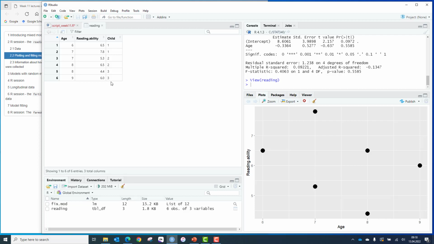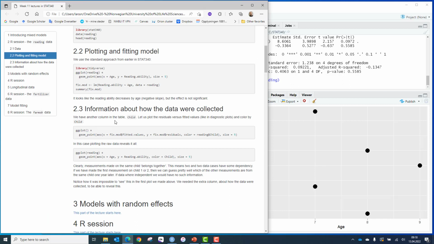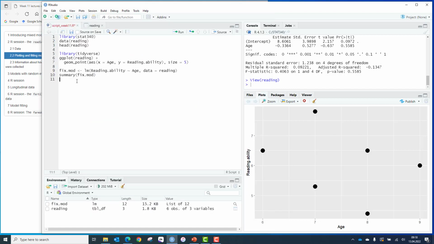And this is information about how the data was collected. So this one indicates that the first two measurements come from the same child, child number 1. The next two measurements are also from the same child, child number 2, and this is child number 3. And we never used this information in the first model, right? Or in the plotting here. And that's exactly what we will do now. So let's plot this data again, but use this information.